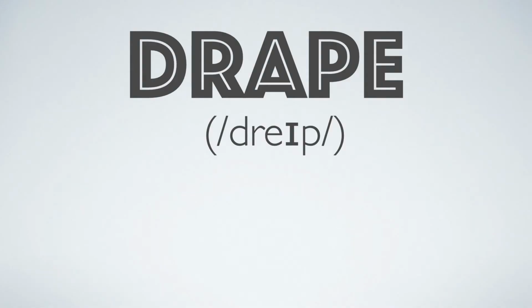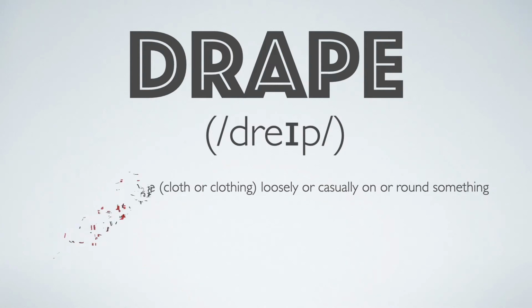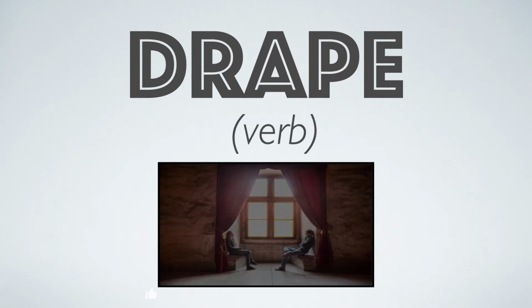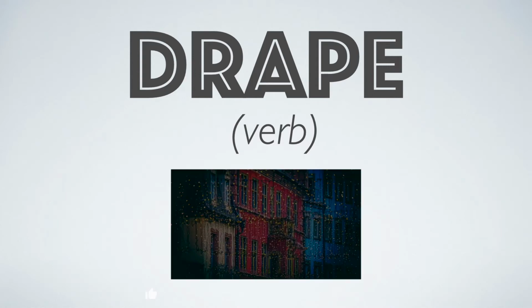The word drape means arrange cloth or clothing loosely or casually on or round something. In other words, to arrange cloth casually on or round something. The word drape is a verb, as it shows its action of arranging cloth casually on or around something. Now that you know what drape means, let's have a look at how to use drape in your daily conversation.